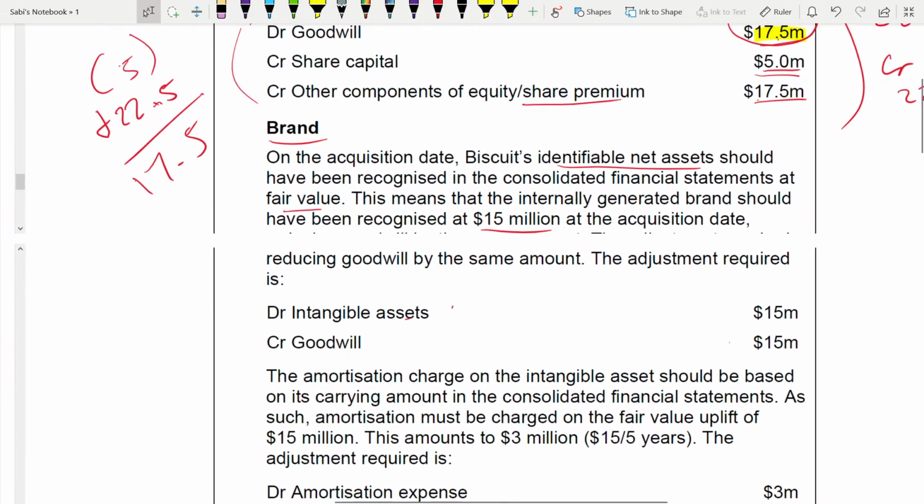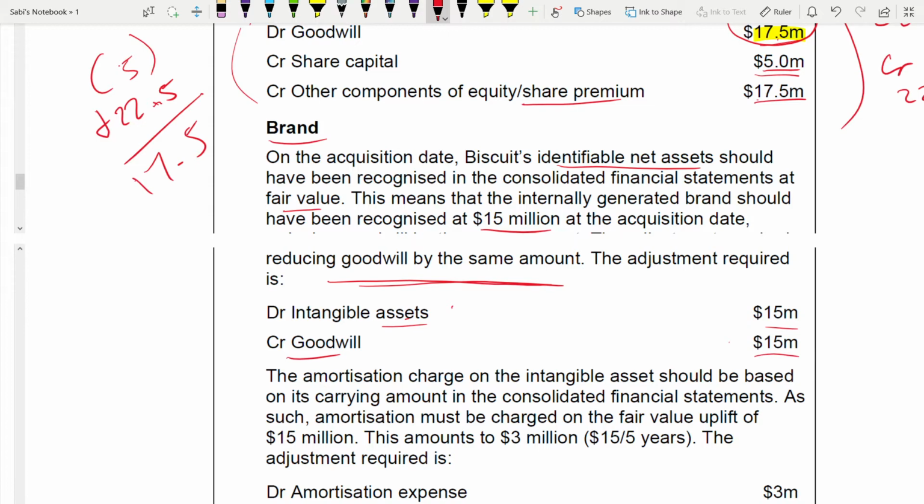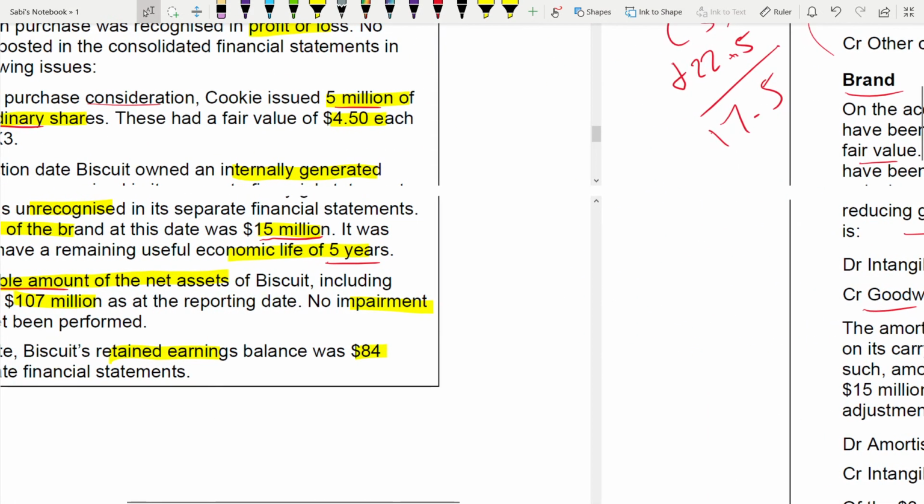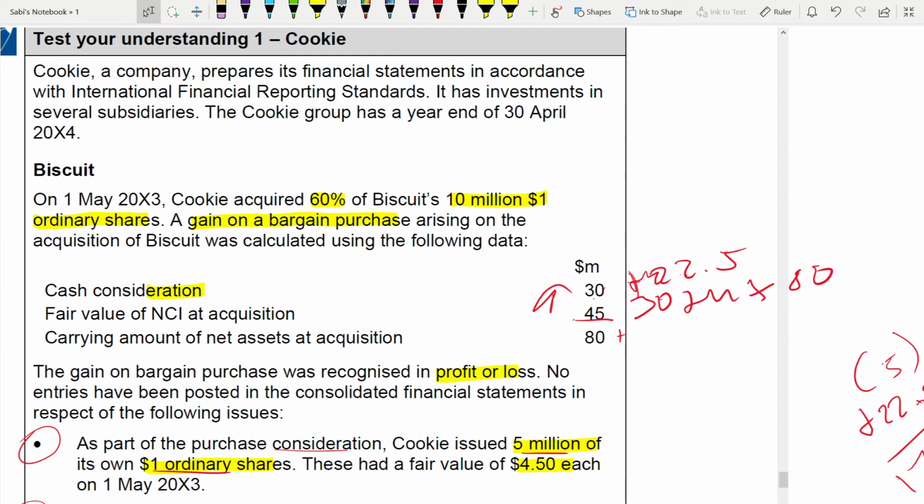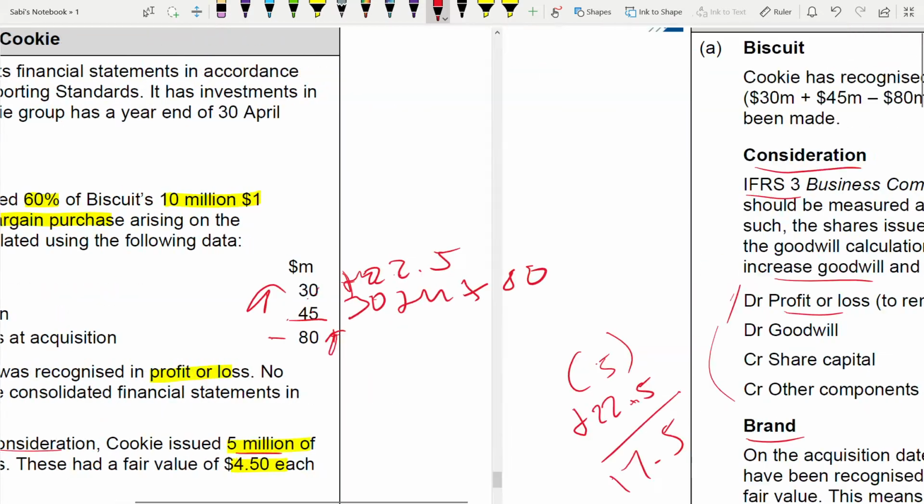Once you recognize it, add this 15 million to net assets. You always have to say what the impact on goodwill is. Goodwill will reduce by the same amount, falling by 15 million. So debit your intangible asset, assets always being debit, and credit your goodwill, because whenever goodwill reduces, you credit it. Why will goodwill reduce? You are deducting this 80, which is net assets. If this goes up, you are deducting a higher amount of net assets because of that brand, so goodwill will go down.